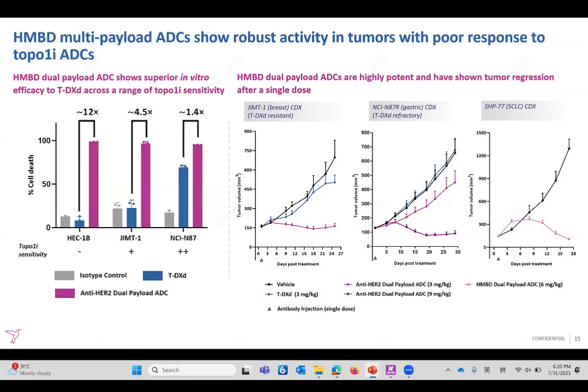payload combination. This translated in vivo on the right, again looking at cell lines that are either intrinsically resistant or have acquired resistance to T-DXd, and cell lines with high levels of DNA damage repair activity. We can see that our dual payload ADCs outperform and are well validated in vivo. And this gave us enough confidence to go ahead and start preclinical development, looking at toxicity and beginning out-licensing.